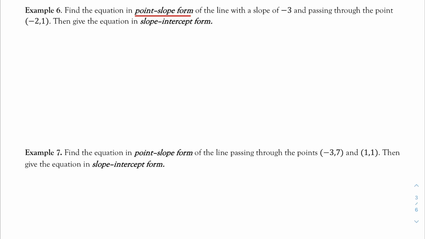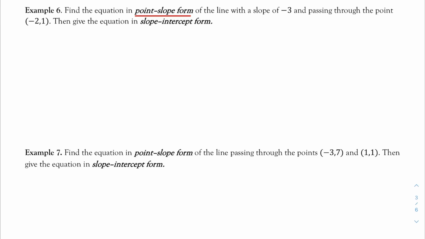So let's focus on the first part. We'll worry about the slope-intercept form after we're done with part 1. If I read this first sentence, I know for point-slope form, I need a point and I need the slope. So let's see if we can find those.